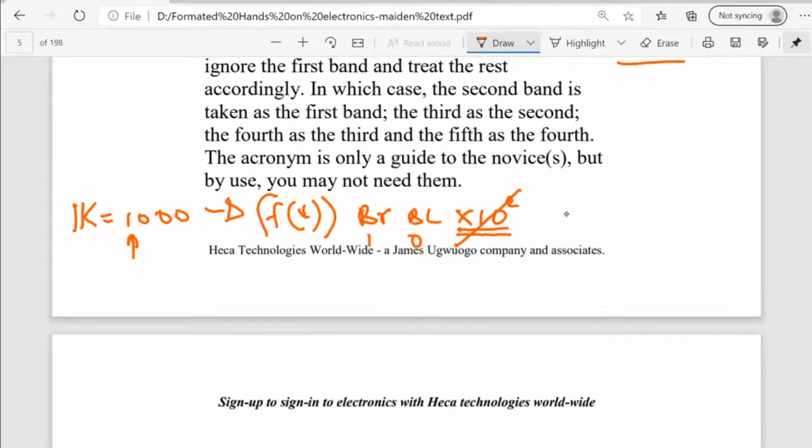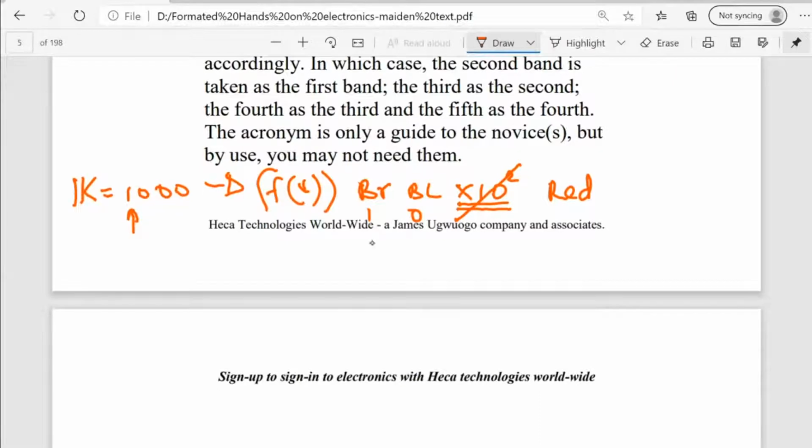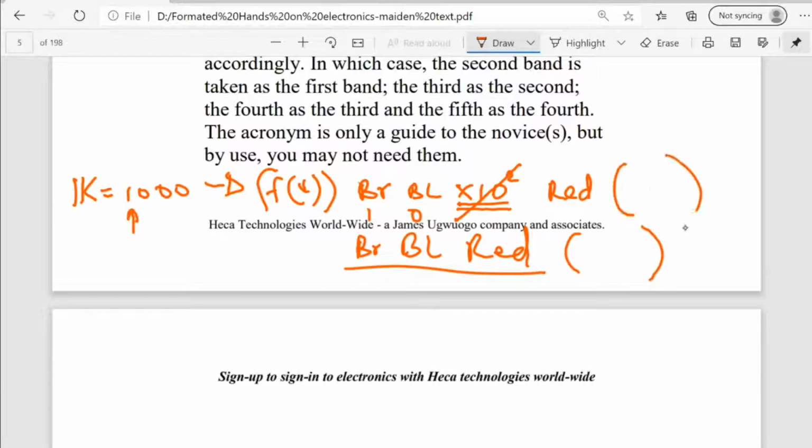So this color here is red. So now this is what many people are familiar with. You're going to see brown, black, red. And then, of course, take care of the tolerance. Whatever value it is, plus or minus, whatever value, percentage, plus or minus value, then percentage.